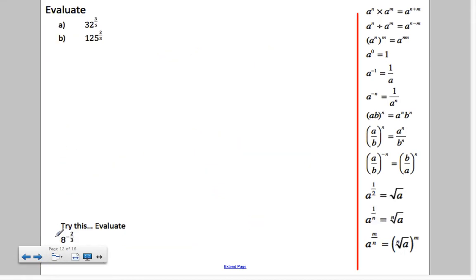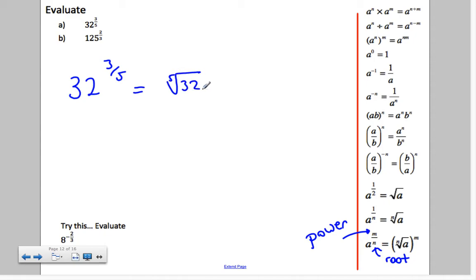All right, here come the nastiest examples. Whew. 32 to the power of 3/5. If you remember earlier on, last time when we explained the rules, we said that the m would give you the power. So we're looking at this rule here. And the n would give you the root. So let's go slowly. The 5 is going to be the root. So I'm going to look for the 5th root of 32. And then this letter here, the 3, is going to be the power. So to the power of 3.